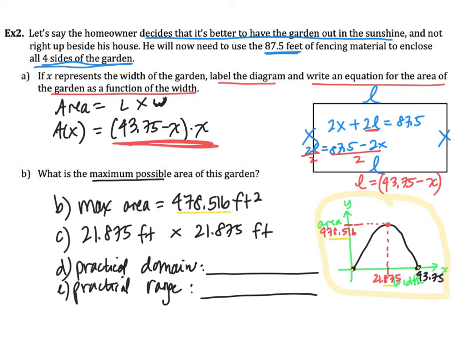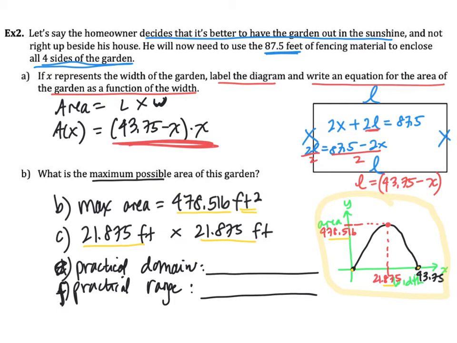It's representing the area. So the maximum area was 478.516 feet squared. Again, area is two-dimensional, so you need to have your units there, feet squared. Then part C was what are the dimensions that would yield that area. So we have 21.875 feet by 21.875 feet. And sorry, I got ahead of myself here. These are not D and E. This is E and F, and we'll talk about D because I think it's a little more important to talk about that one.